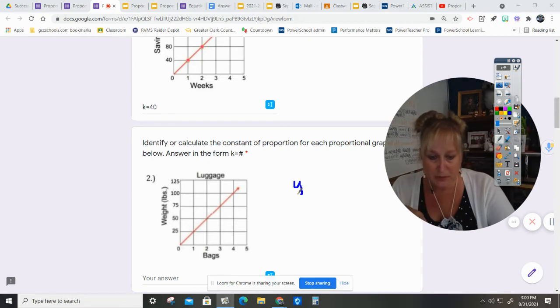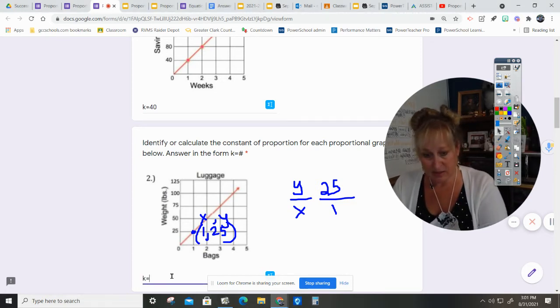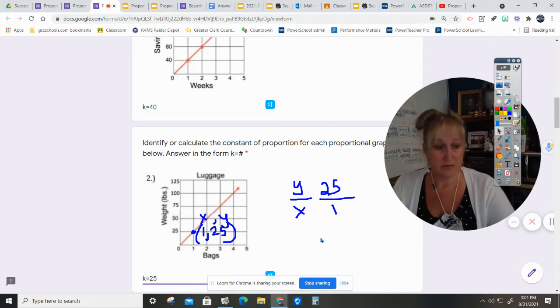Again, I'm going to pick a point and put y over x, okay? And in this point, I'm lucky again. My y is 25, so that point is 1, 25. I need to remember that it's x, y. But my x is 1, my y is 25. So 25 divided by 1, 25. So the answer that will be typed in is k equals 25.